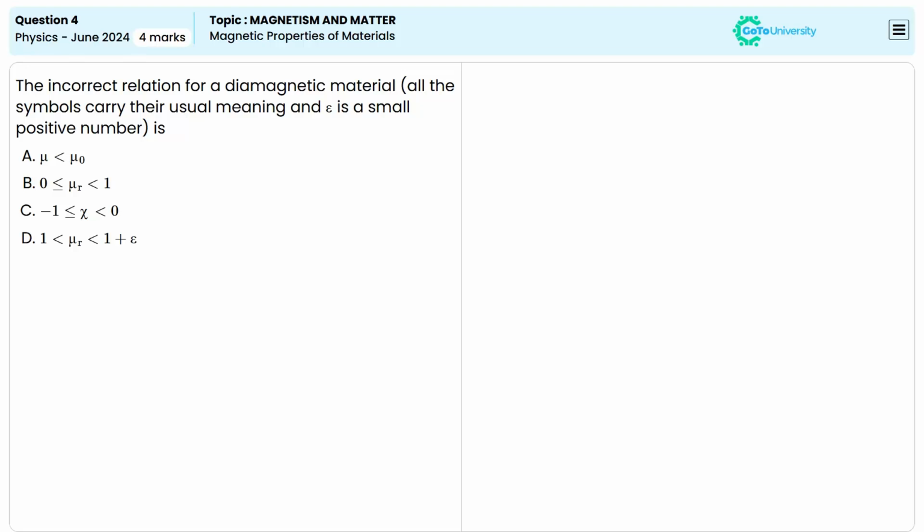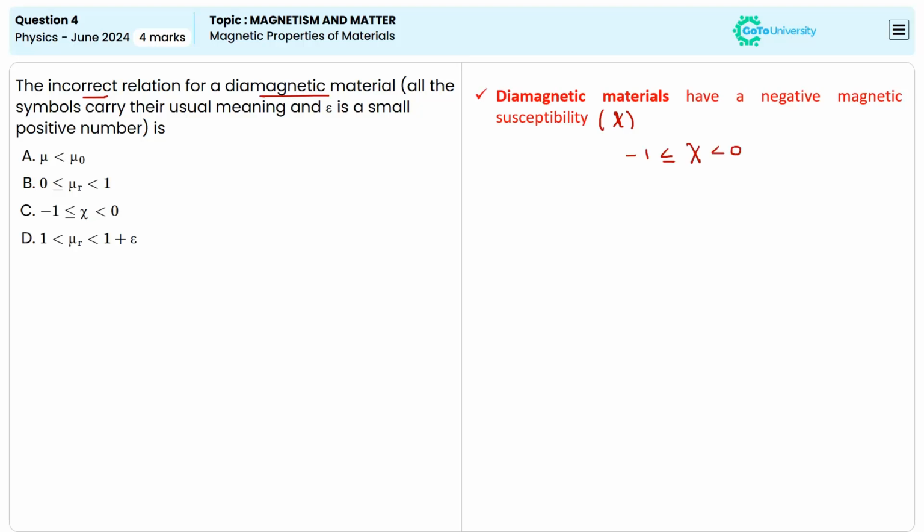Which option given here is incorrect related to the diamagnetic materials property? It's known that diamagnetic materials have a negative magnetic susceptibility, and susceptibility is represented by the symbol chi, and it will always be represented as -1 less than or equal to chi less than 0, which means the given option C is correct for a diamagnetic material.